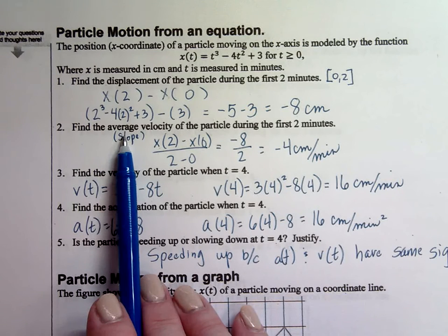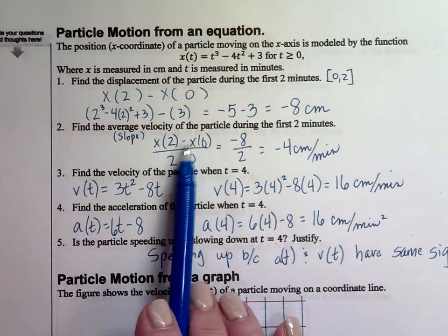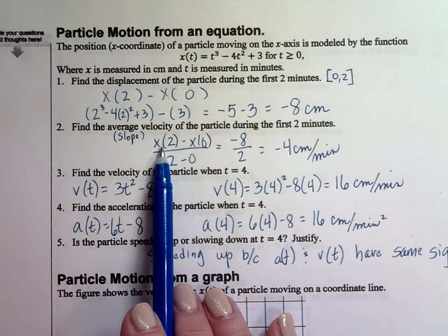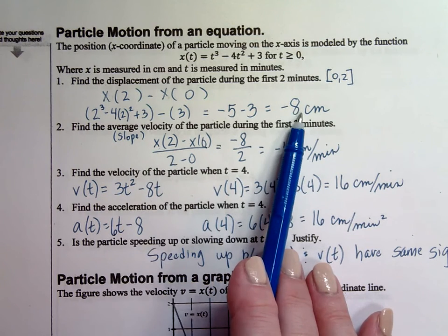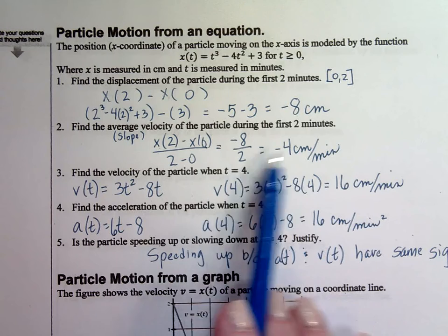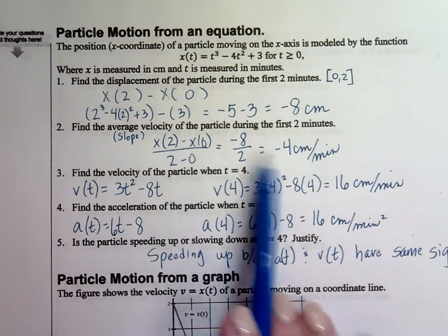Find the average velocity. Well, average velocity for these guys is going to be, remember, like the slope formula. So X of 2 minus X of 0 over 2 minus 0. You just figured out what X of 2 minus X of 0 is back in this first one, in number 1. So that whole thing's -8 divided by 2 gives me -4, but now on velocity, I'm like a first derivative. So I am centimeters per minute.